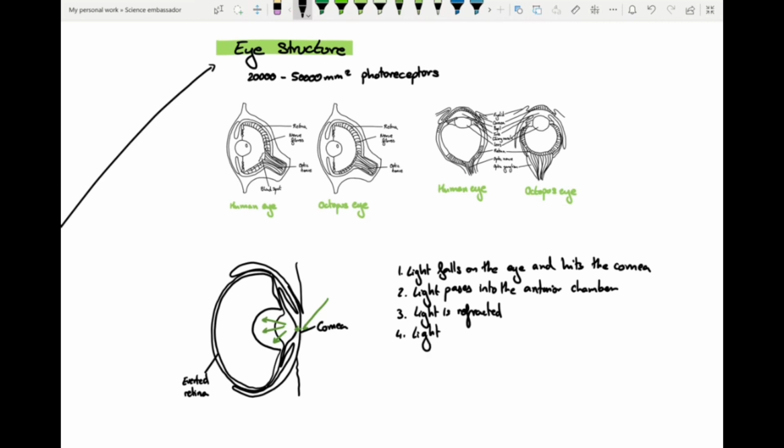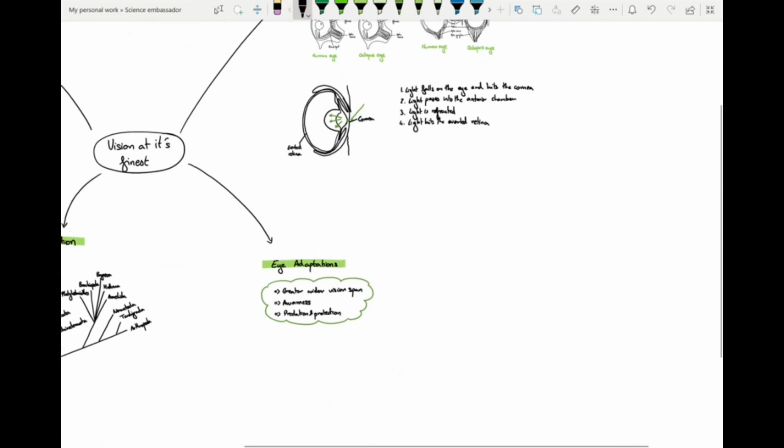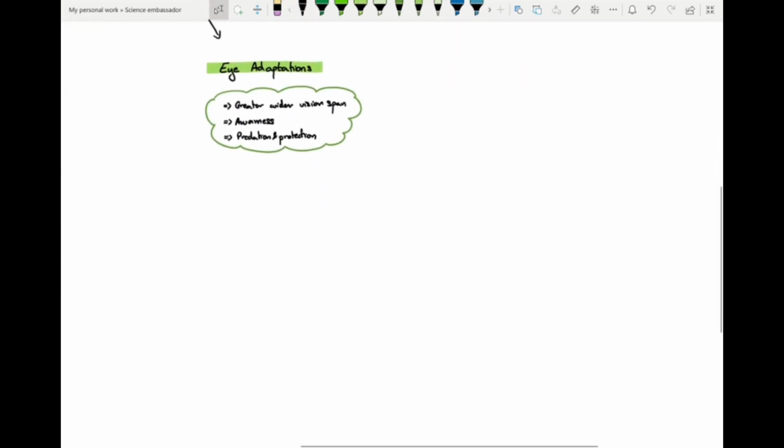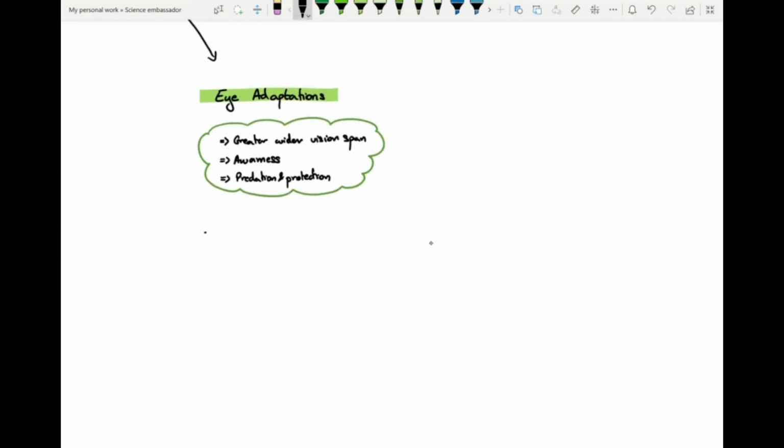Next, the light hits the everted retina, which is only composed of rods, meaning the octopus cannot see color. The octopus eye has adapted for a greater, wider vision span, which allows awareness, predation, and protection to be simplified. Octopus have lateral eyes that can move independently, allowing a larger, greater monocular visual field, a space in which objects can be seen with one eye.